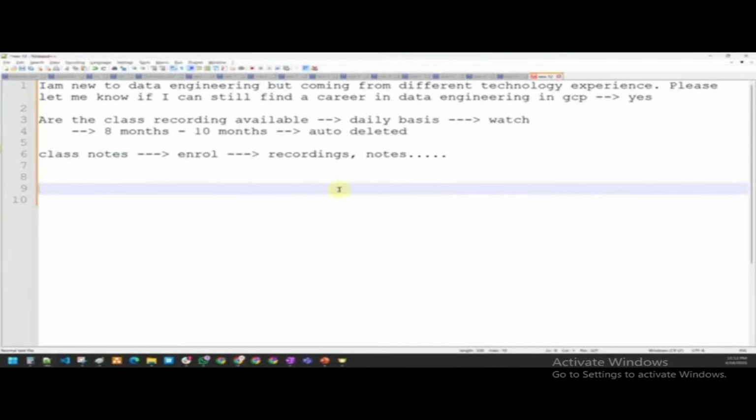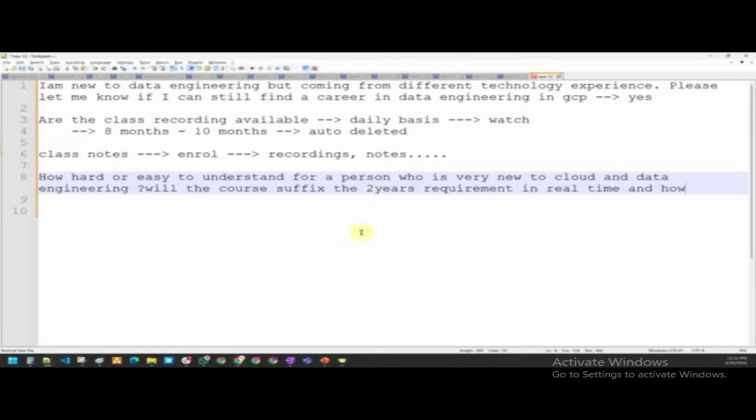How hard or easy is it to understand for a person who is very new to cloud and data engineering? Will the course suffice for 2 years of real-time requirement, and how? It is not that hard for you. The way I teach, most of the people already told me, I make even a very complex topic simple. Like your friend, I'll try to teach you so that you can understand complex topics in a simple way with examples.